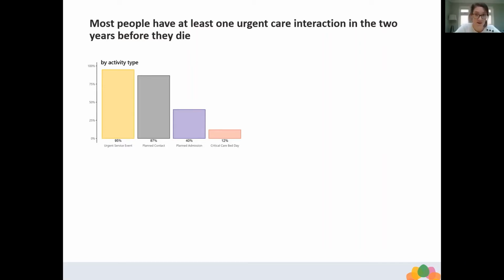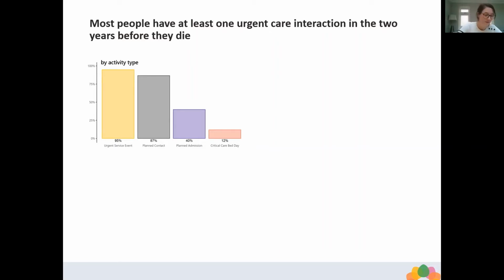For planned contacts, access is also high, with 87% of people accessing these. Planned admissions, access is lower, around about 40%. So 40% of the decedent population having contact with one of those services. And critical care access is much lower at 12%, so a small proportion of the decedent population having at least one spell in critical care.